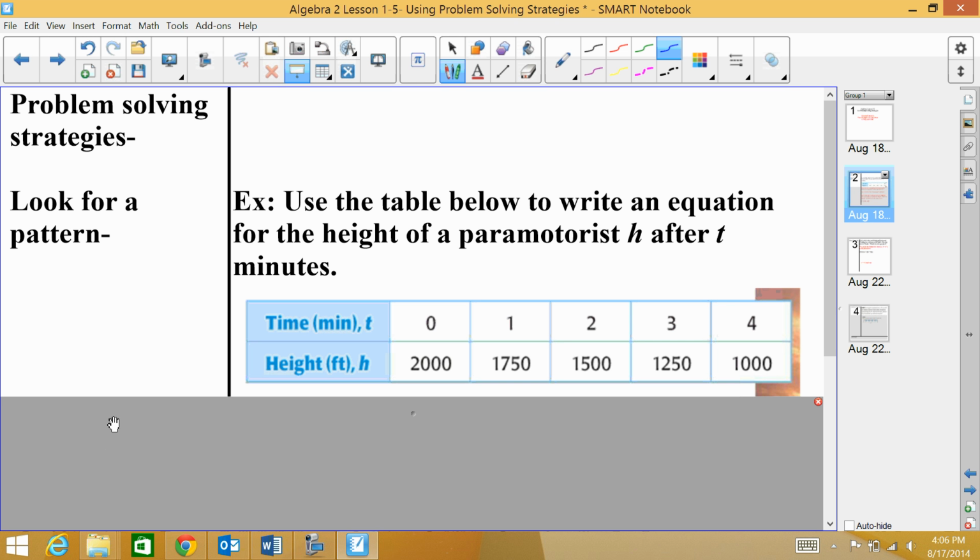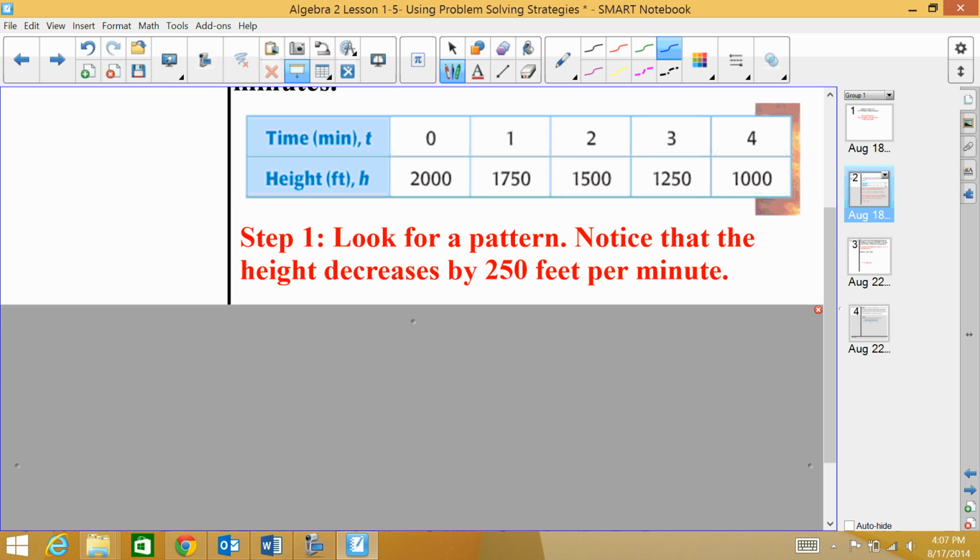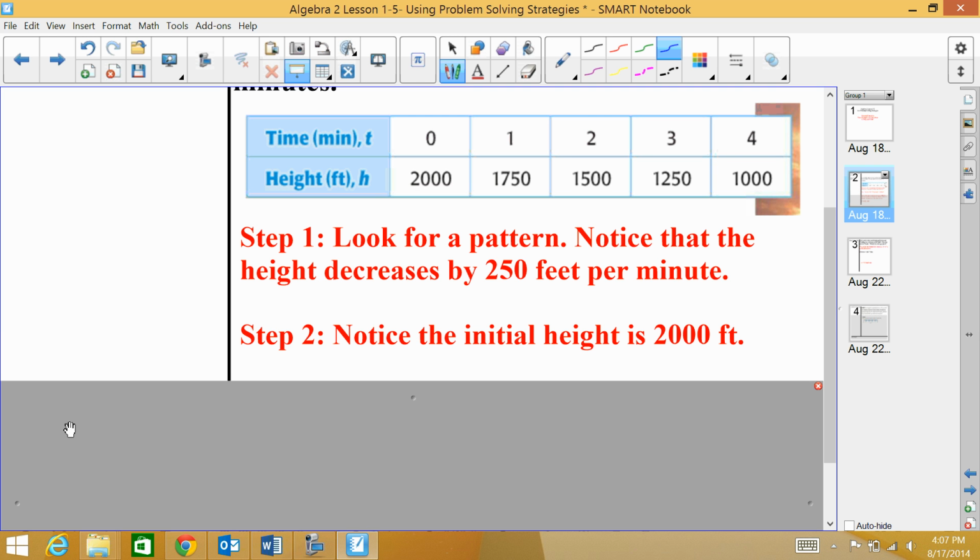So first we need to look for some kind of a pattern. I noticed that it's going up by 1 minute each time. And I also noticed that his height is decreasing after the amount of time, so he must be going down. And it looks like it's going down by 250 feet each time. So that's a pretty steady decline. So first, we notice that the height decreases by 250 feet each minute. And we also notice that the initial height that he starts at is 2,000 feet.